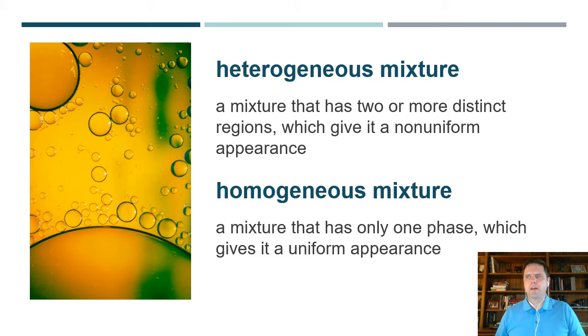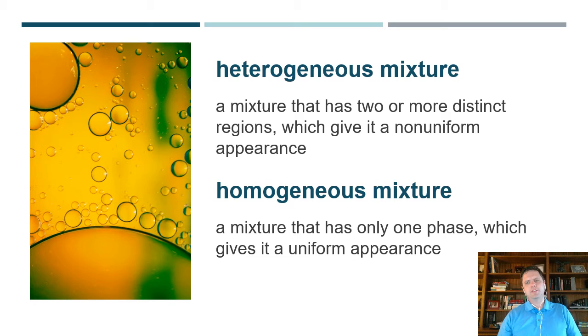So these are the formal definitions. A heterogeneous mixture is a mixture that has two or more distinct regions, which give it a non-uniform appearance, whereas a homogeneous mixture is a mixture that has only one phase, which gives it a uniform appearance. So homogeneous mixtures: one phase giving a uniform appearance.